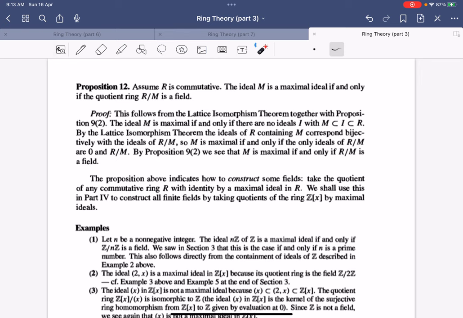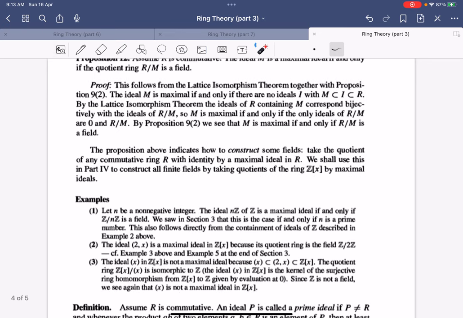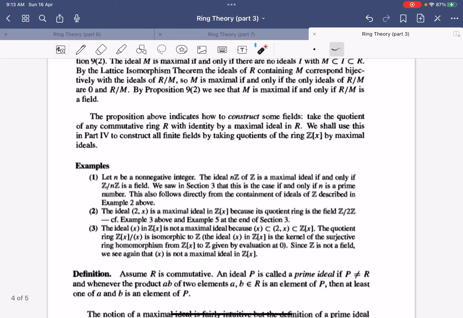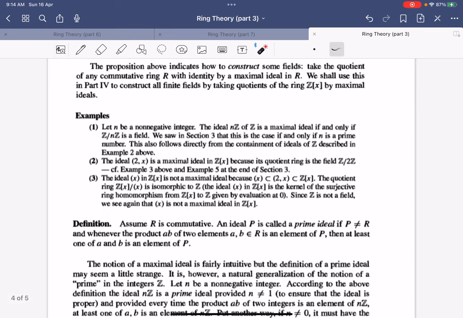So we see that this follows because this holds true, R/M must be a field. And so M is maximal if and only if the quotient ring is a field. So this gives us a way of constructing fields, as we just need to take a quotient of a commutative ring by a maximal ideal, and you get a field. And we'll see examples of it.